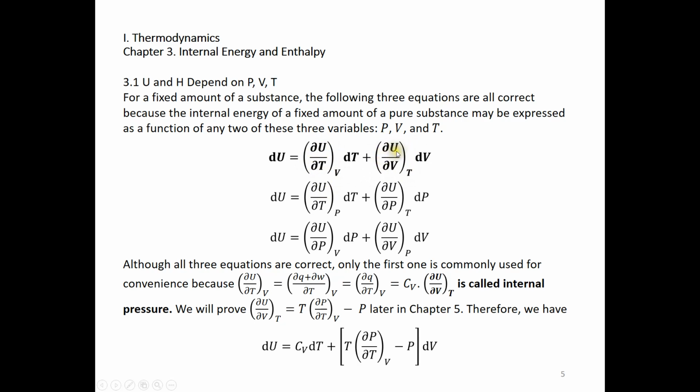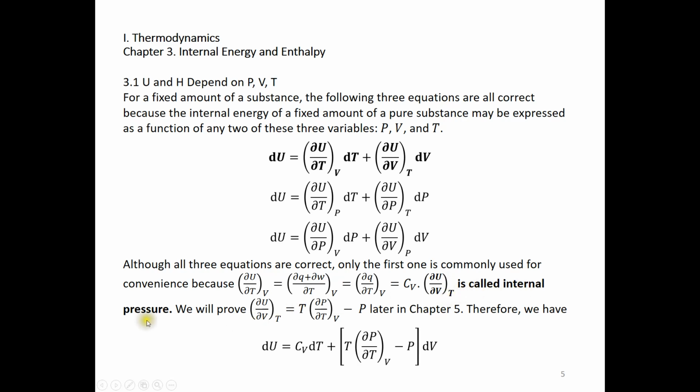How does U depend on V? And actually for an ideal gas, this part is simply zero, because for an ideal gas, U only depends on temperature. Now let's look at this a little bit more closely. Delta U over delta V. What is this? Delta U over delta V under constant temperature condition.